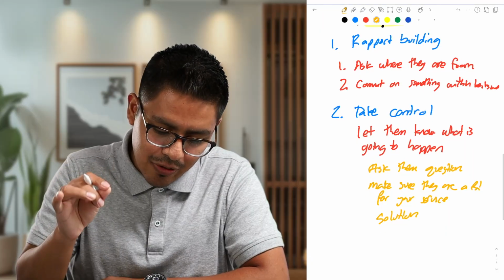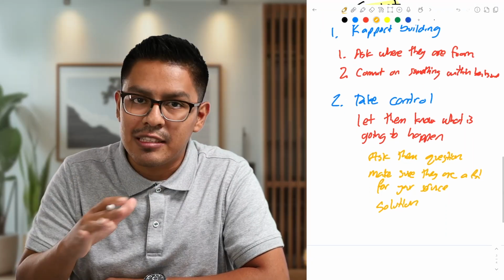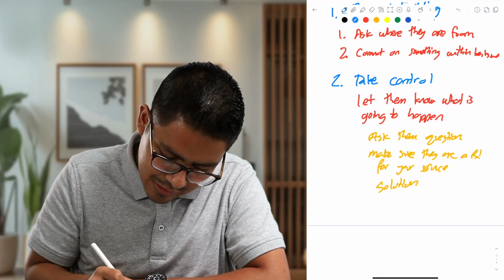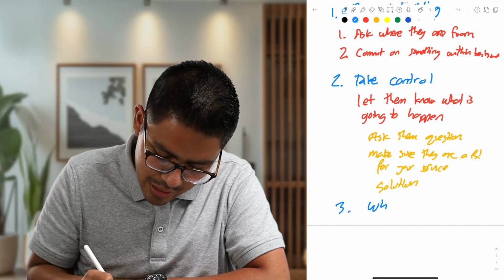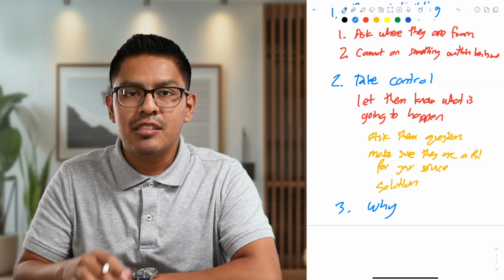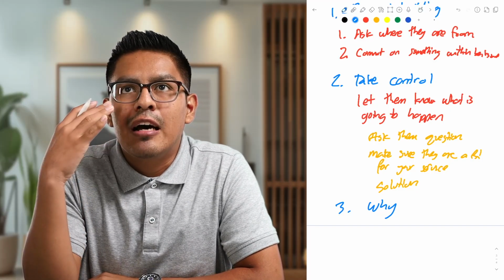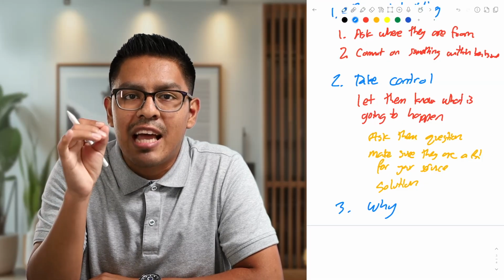So I take control of the call, straight up say what it is that the call is going to be about. Perfect. So after that, I call section number 3 the why section. So my whole goal is to get them to say the pain points that they have.